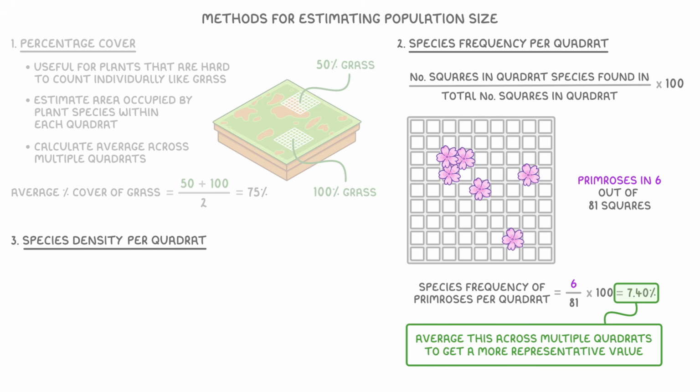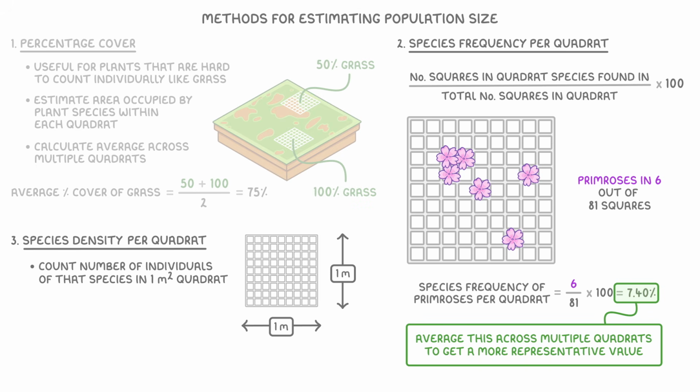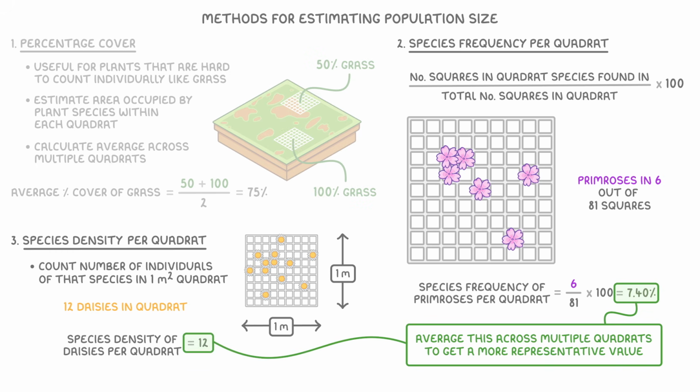For species density per quadrat, it's pretty simple, as you can just count the number of individuals of that species in the 1 meter squared quadrat. So if we find 12 daisies in this quadrat, the species density of daisies per quadrat is 12. And then, just like before, we can average this value across multiple quadrats if we want to.